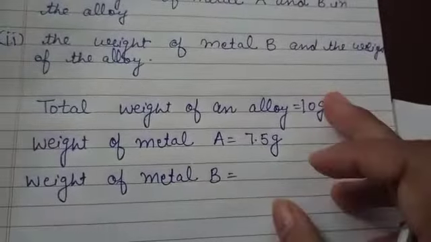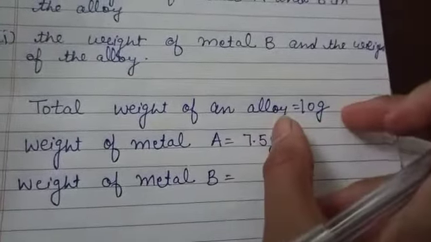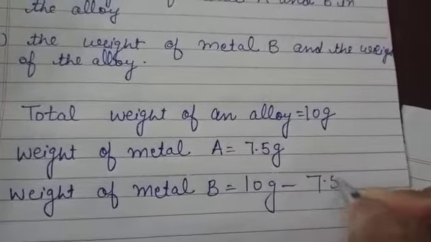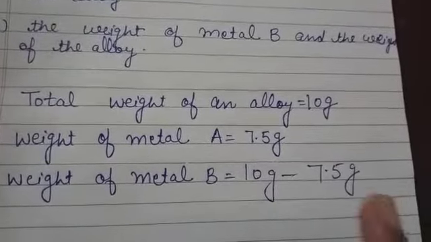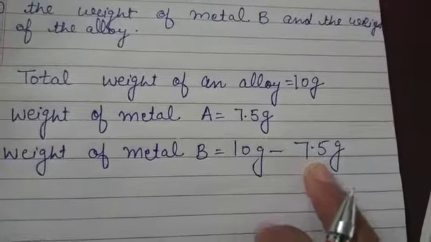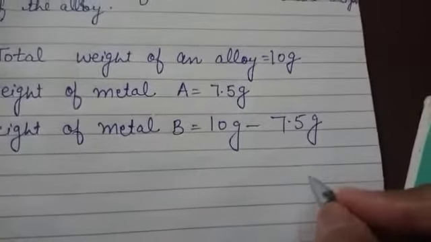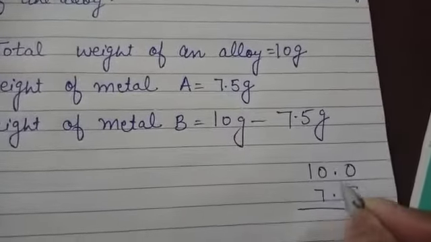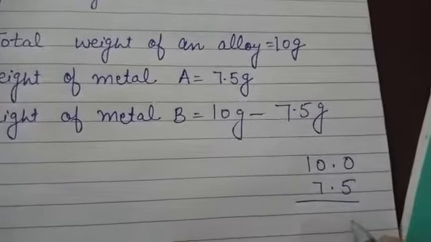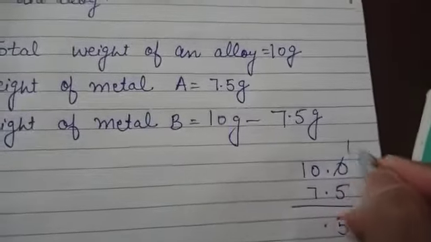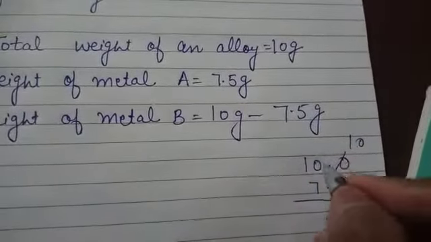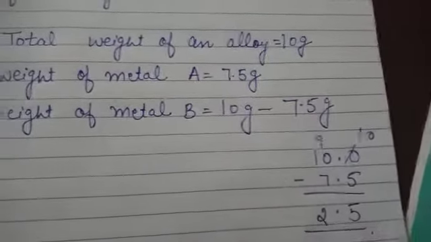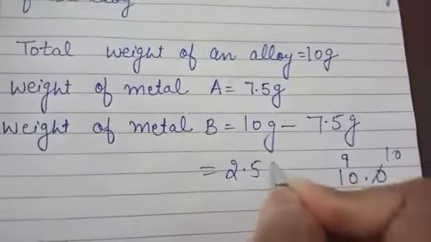How will we find it? We will find it by subtracting the weight of metal A from the total metal. So it is 10 gram minus 7.5 gram. I have told this thing many times that if there is a decimal in one number and the other number is without decimal, then how to subtract it. So 10.0, 7.5. Decimal will come under the decimal. So it will be 5. It becomes 10 now, so 10 minus 5 is 5 and you will get 9 here, so 9 minus 7 will be 2, that is 2.5 gram.